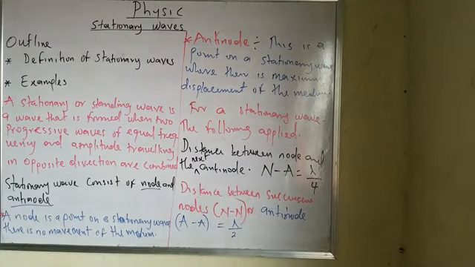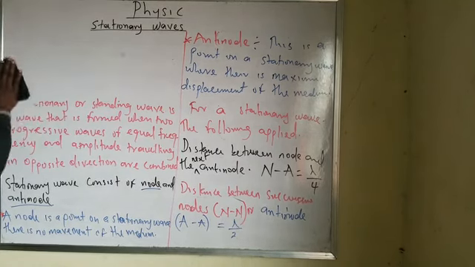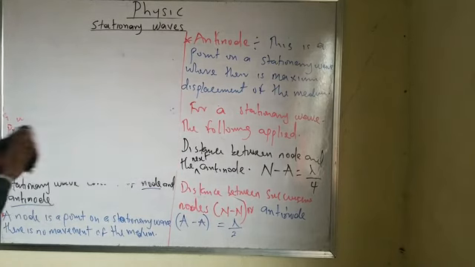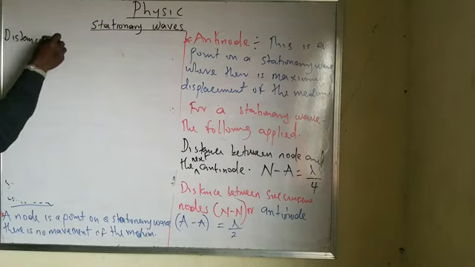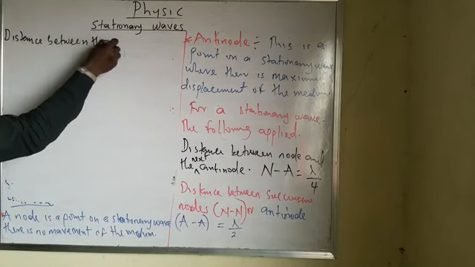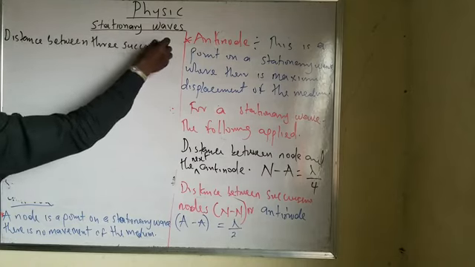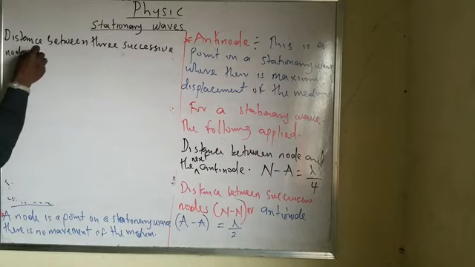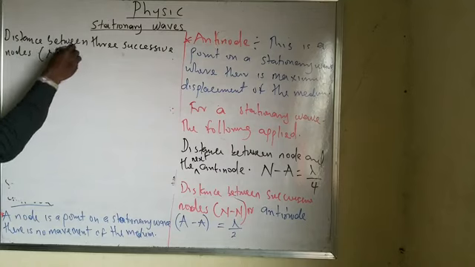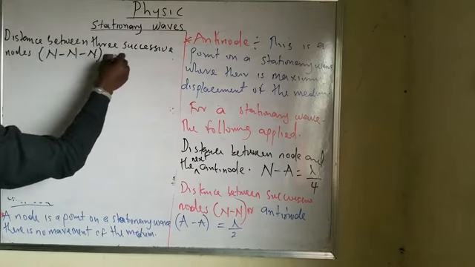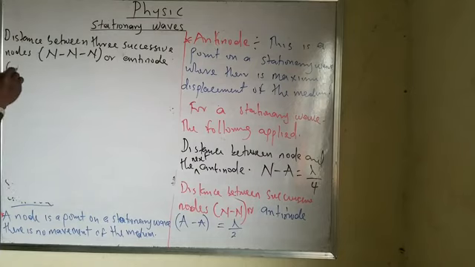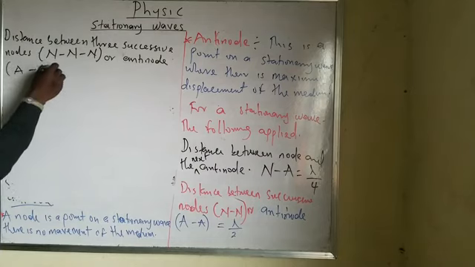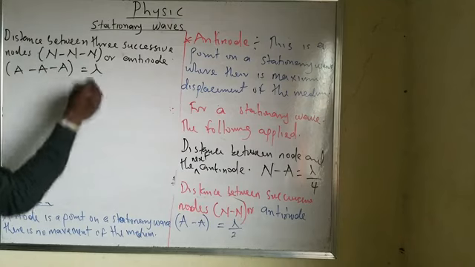Now, the last thing I want us to understand here also, I need you to write up. And another thing I want us to understand at this point is the distance between three successive nodes, which will be equal to N minus N minus N, or for antinodes, which is equal to what? Lambda. That is just it.